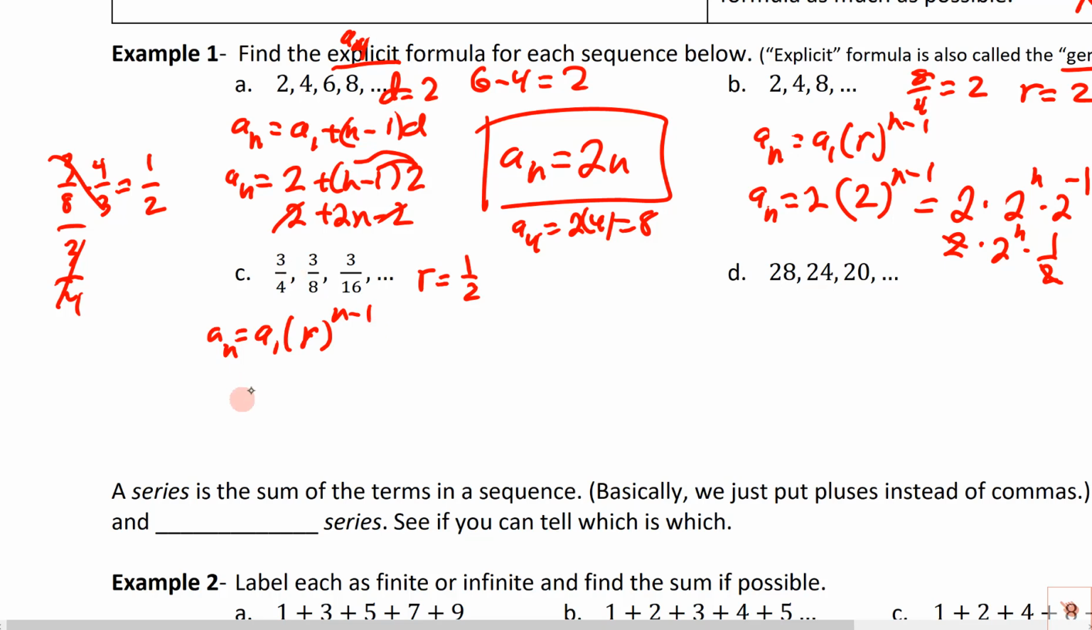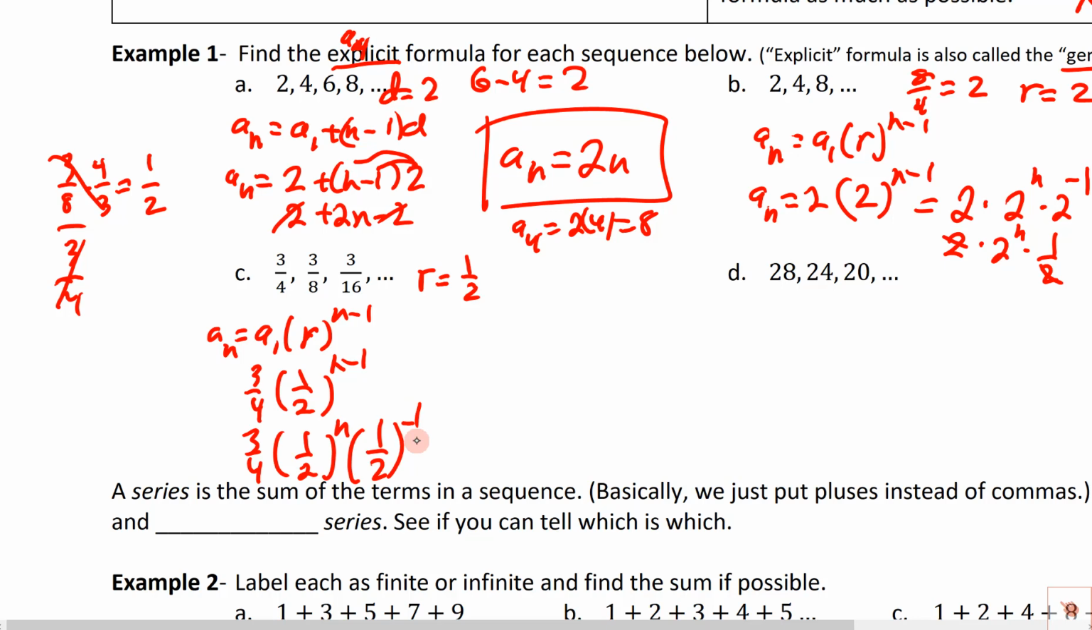So the first one here is 3/4. The common ratio is 1/2, raised to the n minus 1. And then in order to simplify this using the properties of exponents, we're going to write 3/4, we're going to write 1/2 to the n, and we're going to write 1/2 to the negative 1.